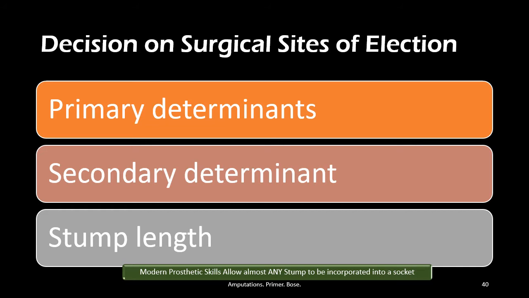On the flip side, a stump that is too short will repeatedly and easily slip out of the socket. This goes to prove the complexity of the decision-making of the site of election of the amputation, and may be answered by the statement, what's best for this patient at this time?